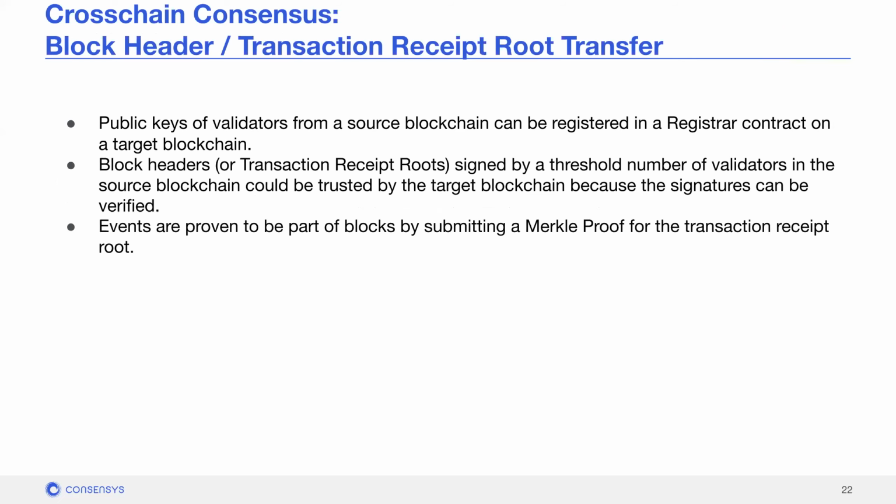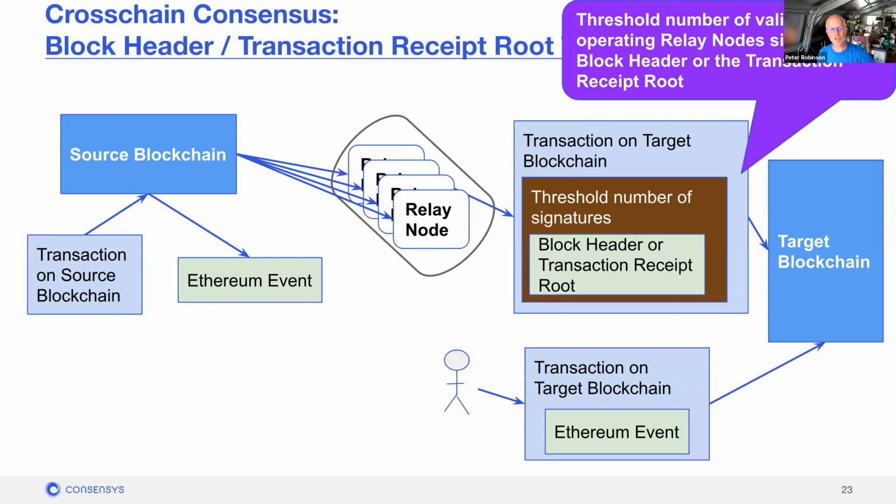So again, you've got that transaction which emits an event. The relay nodes work together to sign a block header or a transaction receipt route. They package that up into a transaction, and then that gets trusted by the target blockchain because a threshold number of signers were trusted. And then later on, you submit a transaction to the target blockchain with the Ethereum event. And also with that Ethereum event, you need to have a Merkle proof as well.